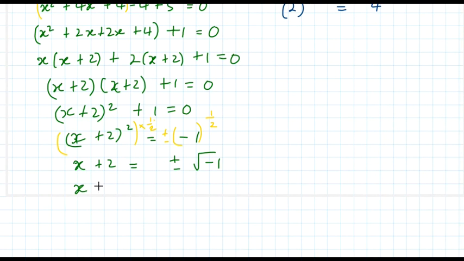So now we have x, we move 2 to the right side of the equation, we have negative 2 plus or minus square root of minus 1, which is a complex number. As you already know, the square root of minus 1 is the same as i for complex numbers. So we can further express it as minus 2 plus or minus i, which is the value of x. Okay.